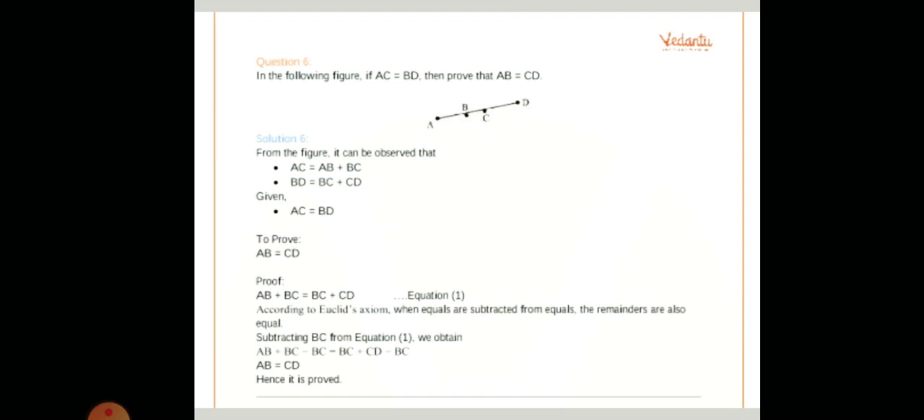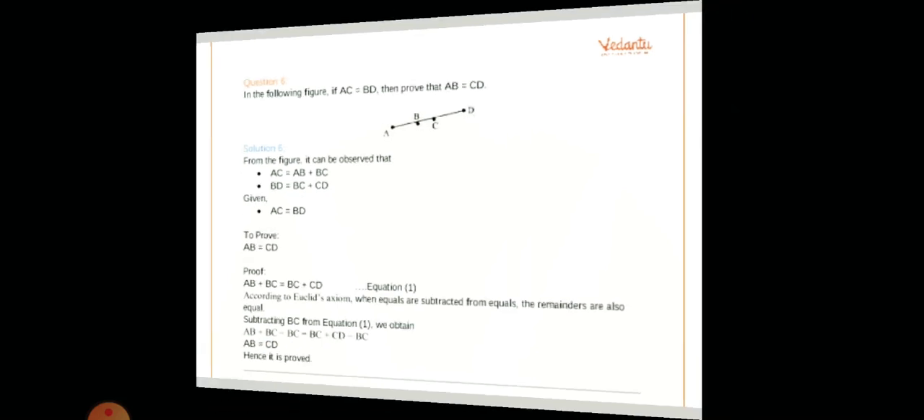To prove AB is equal to CD: AB plus BC is equal to BC plus CD. (Equation 1) According to Euclid's axiom, when equals are subtracted from equals, the remainders are also equal. Subtracting BC from equation 1, we obtain AB plus BC minus BC is equal to BC plus CD minus BC. Therefore AB is equal to CD. Hence, it's proved.